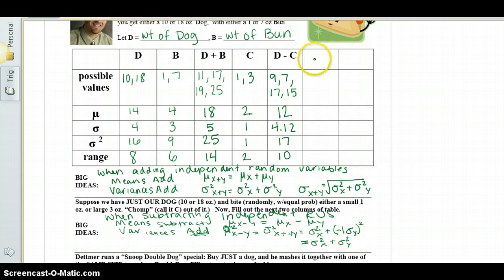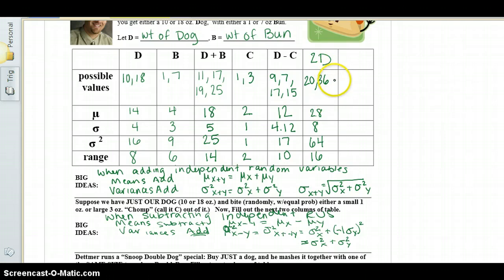Okay, so now we're going to look at what happens when you double a random variable. If we take D and double the size of the hot dog, 2 times 10 is 20, 2 times 18 is 36. So the mean is 28 ounces, the standard deviation is 8, the variance is 8 squared or 64, and the range is 16. We're not really going to do anything with the ranges, just so you can see that ranges add as well.